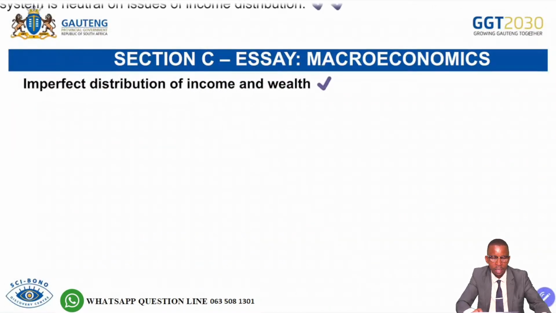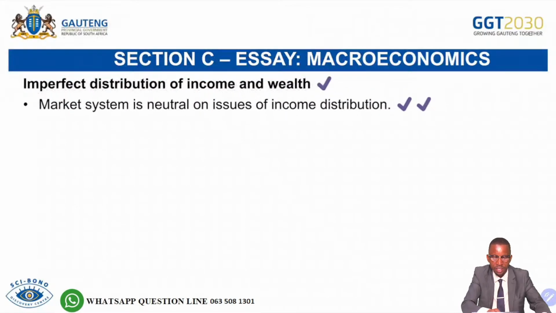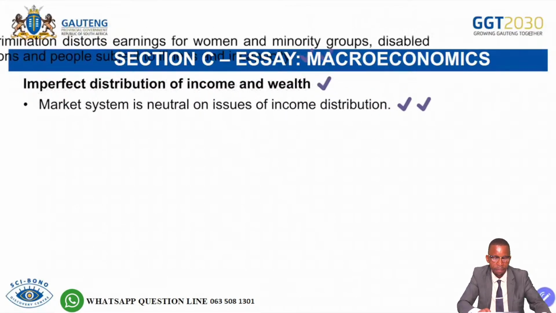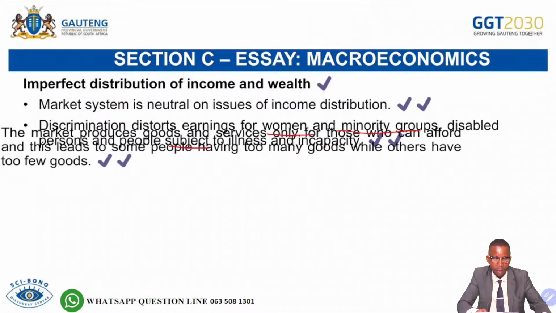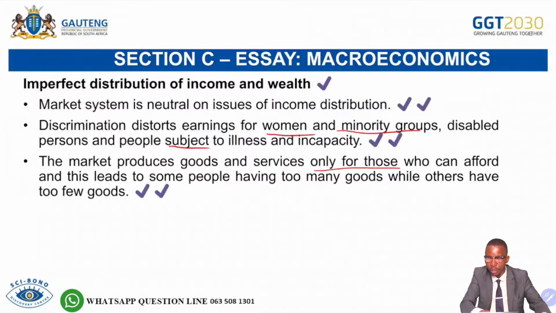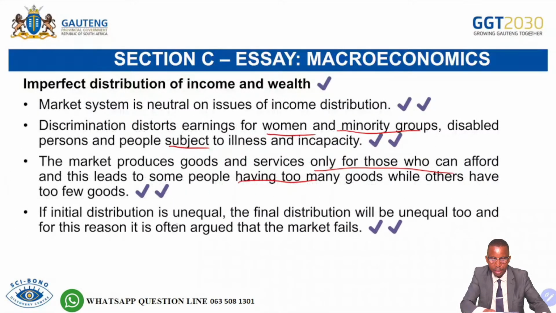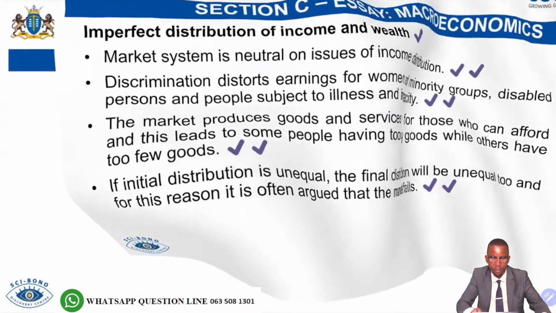We continue with imperfect income distribution and wealth. The market system is neutral on issues of income distribution. Discrimination distorts earnings for women, minority groups, disabled persons, and people subject to illness and incapacity. The market produces goods and services only for those who can afford them. This leads to some people having too many goods while others have few. If the initial distribution of income is unequal, the final income distribution will also be unequal. For this reason, it is often argued that the market has failed.